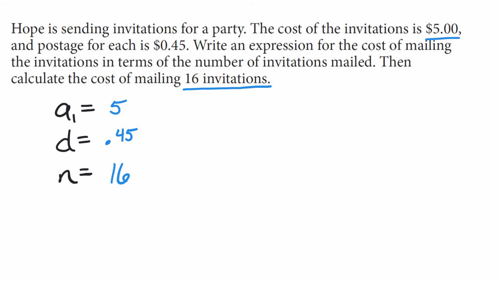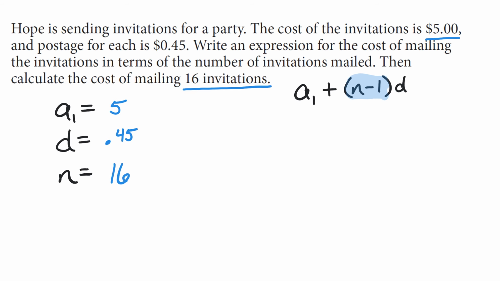Now, we do run into one thing on this that we need to think through. Our explicit formula, you'll remember, is a sub 1 plus n minus 1 times the common difference. And if you recall, I told you that we did the n minus 1 because the first term in the sequence doesn't experience that common difference. It doesn't experience that change. But in our application here, it does matter.